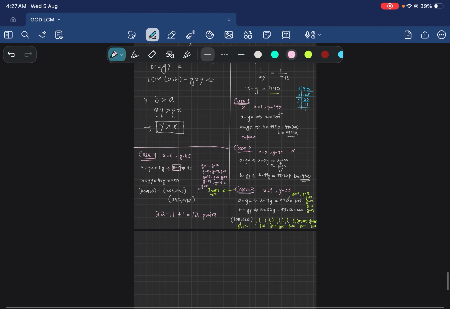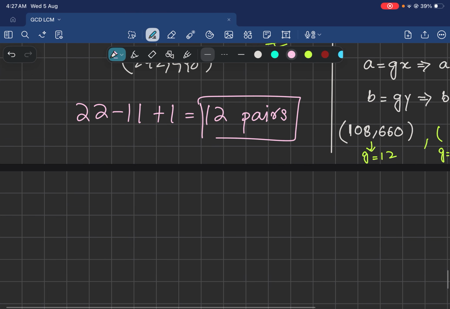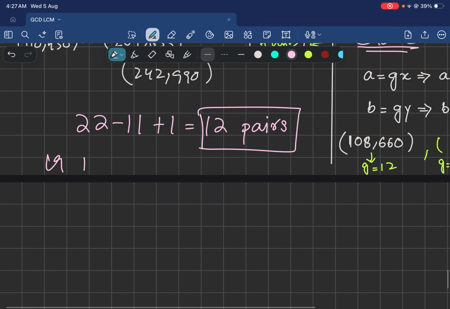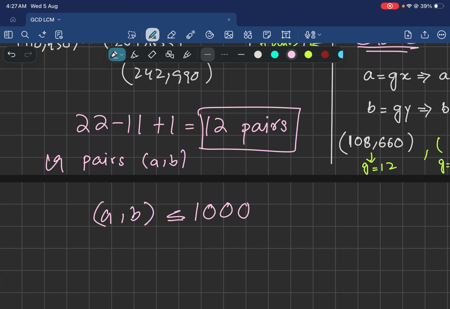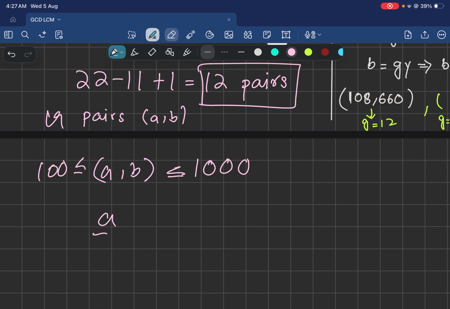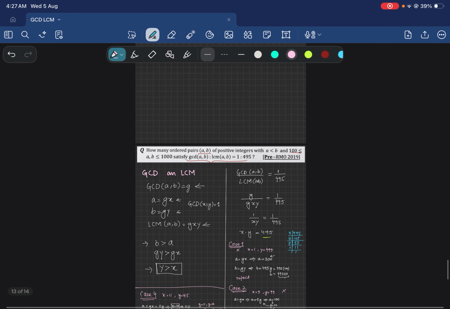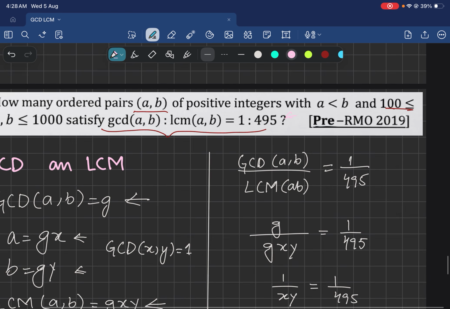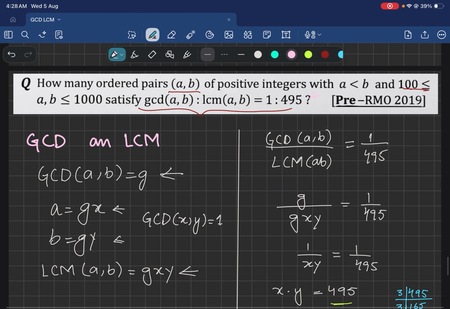You can try, but there will be no other case. These are a total of 4 cases. So we get 12 pairs from here and 7 pairs from here, so 19 pairs of a and b are such that a and b are within 100 and 1000, and their GCD follows the ratio this requires. Okay, hope I explained.